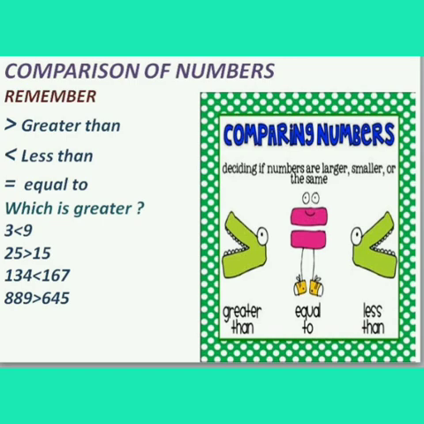9 is greater than 3. 25 is greater than 15. 134 is smaller than 167. That is, 167 is greater than 134. Next, 889 is greater than 645. The symbol is open wider to the greater number and closed to the smaller number. Suppose the two numbers are equal, for example 100 and 100, the symbol equal to is used.